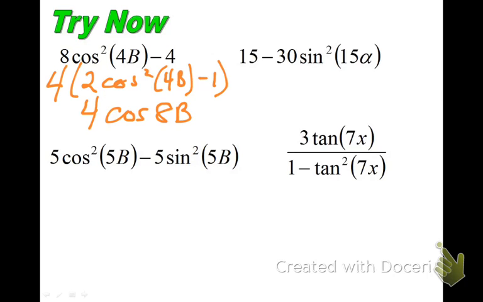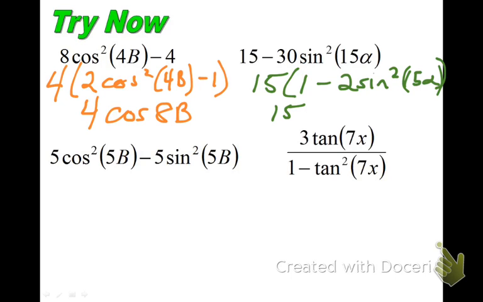In the next example, you can factor out a 15. Again, the 15 will factor out from the first term and the coefficient here to make that 2 sine squared, but the 15 will remain here with this angle. When you simplify it, it is 15, even though it's a sine, it is really a cosine double angle of 30 alpha.